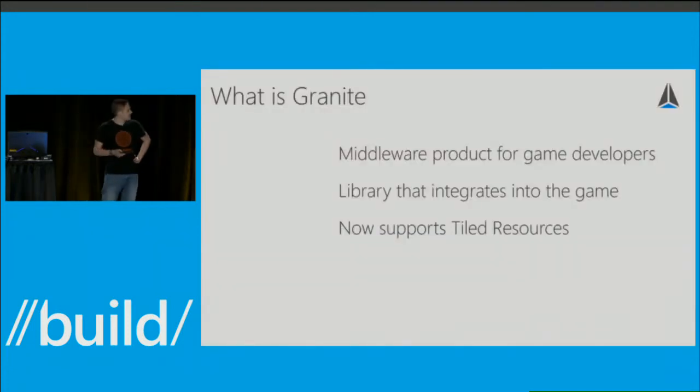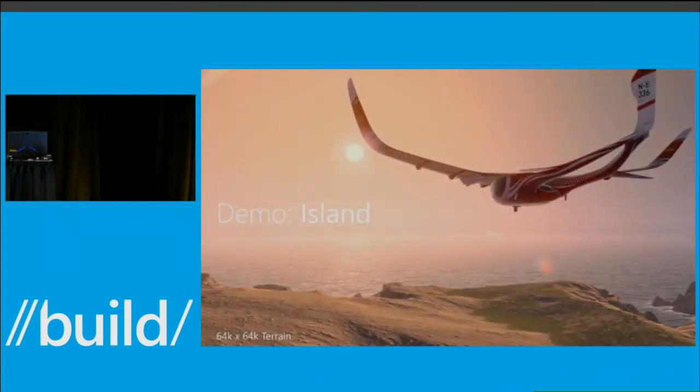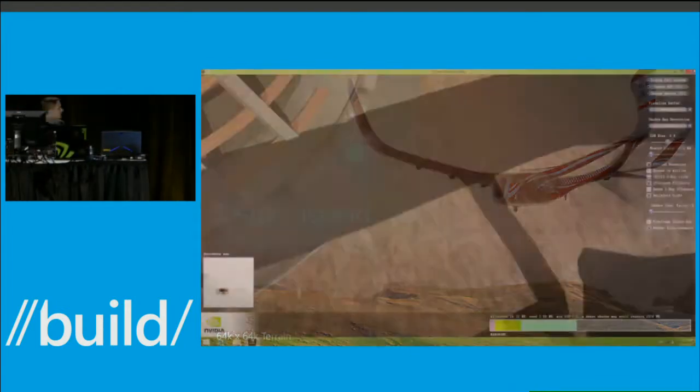So I'll tell you a bit more about our product. Our product is a middleware solution for game developers, or for any sort of real-time 3D applications. It's basically a software library that you integrate into your game. And by using our library, you get rid of a lot of the low-level details of the tiled resources API, and in particular the residency management. But I'll start with a demo. It's still running the NVIDIA.